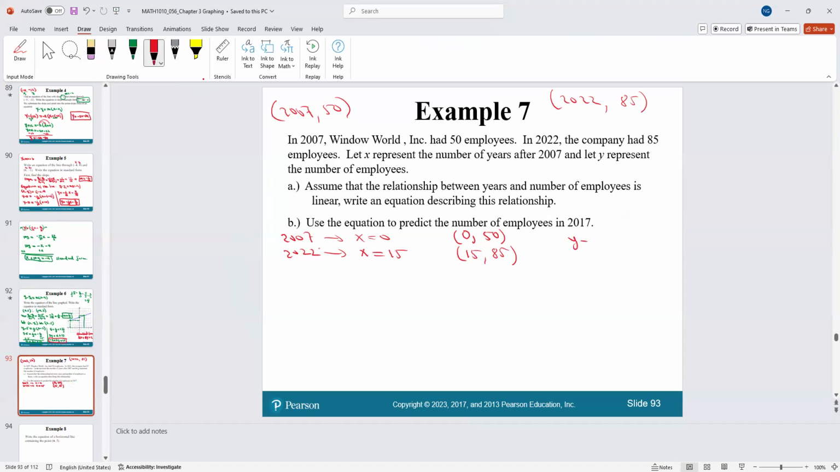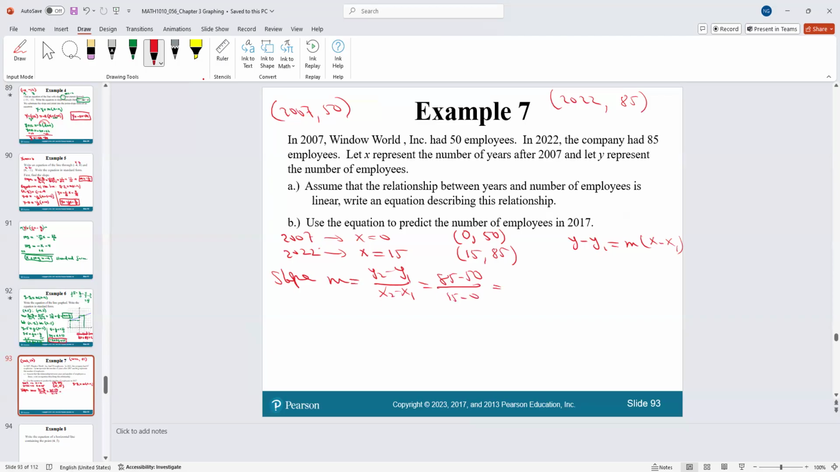The equation of the line would be y minus y1 equals m times x minus x1. We already have the first point, x1, y1, so we need the slope. Slope m would be y2 minus y1 over x2 minus x1. So it would be 85 minus 50 over 15 minus 0.